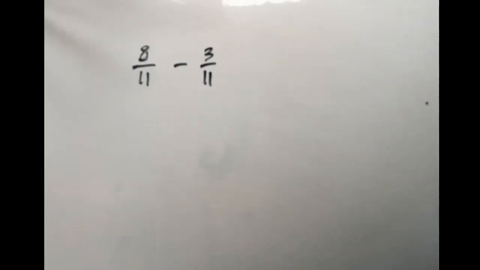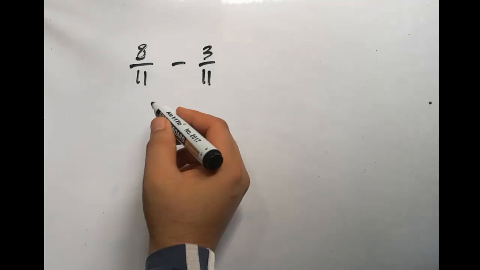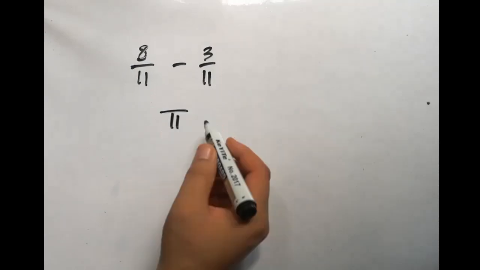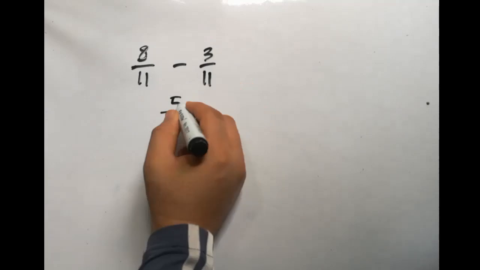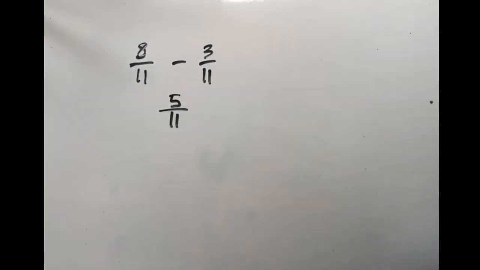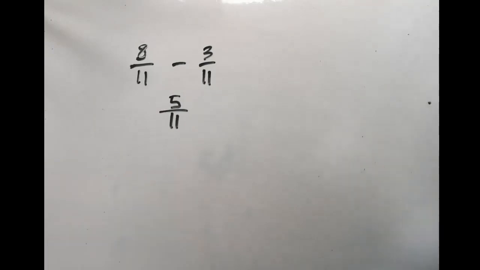This is another example, another problem on subtracting fractions. But you'll notice that these are like fractions because they have the same denominators. All you need to do is to choose one of the denominators. 8 minus 3 will give you 5. So your answer will be 5 over 11. But if you doubt whether doing it this way is the answer, you want to go the long process, let's do the long process. In the long process, we'll look for the LCM of 11 and 11.